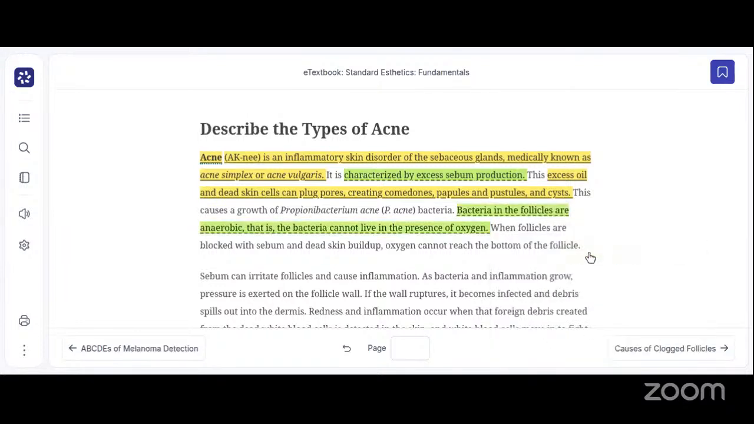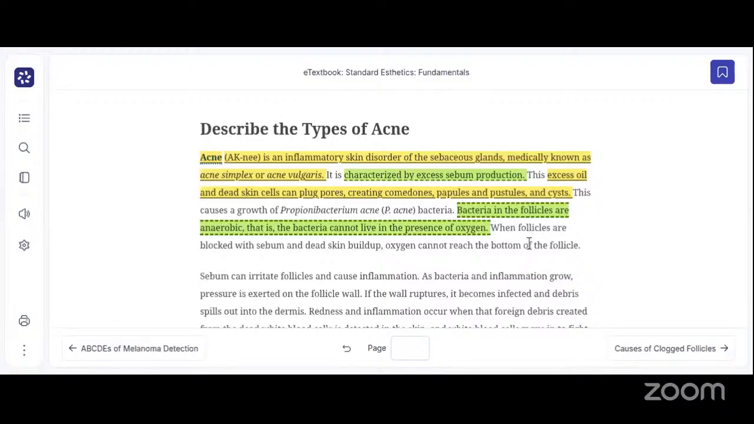Bacteria cannot live in oxygen, so it will sit in that area. Somebody's on the other side. Let me let them in. Hold on one moment. Okay. All right. So we're back.